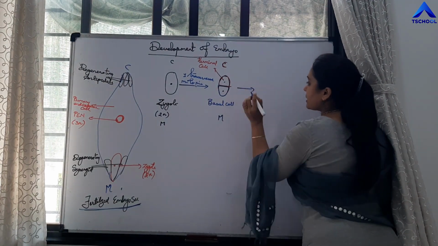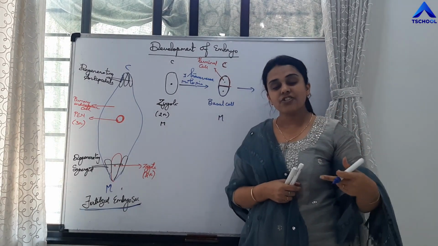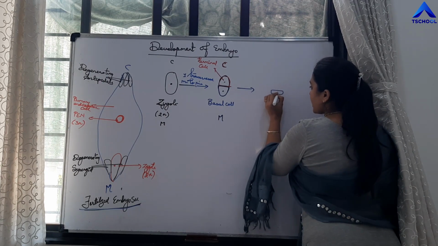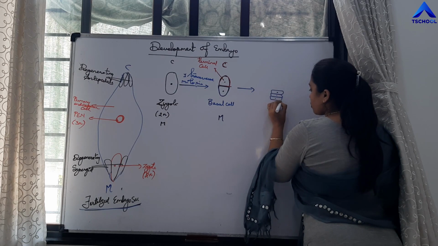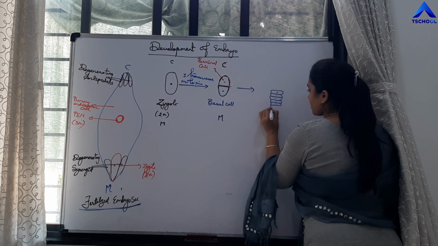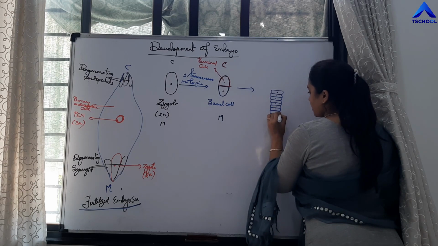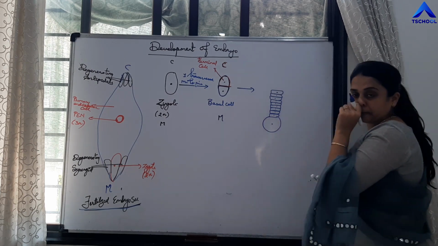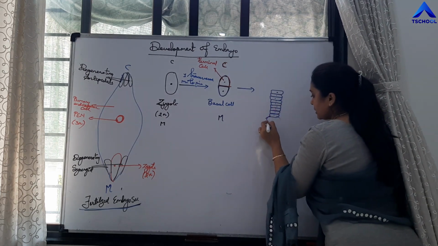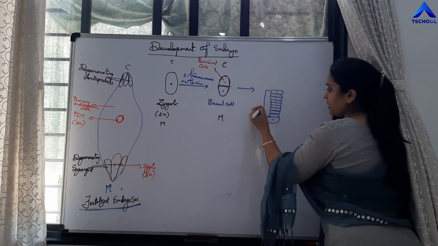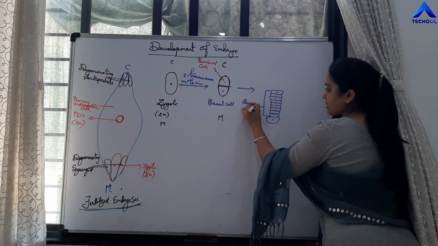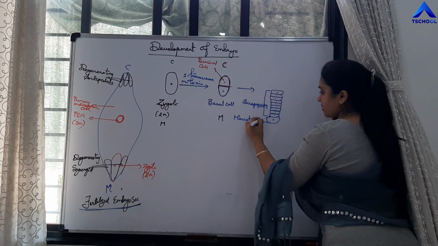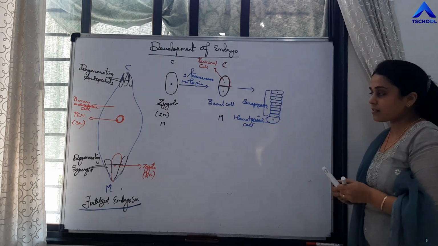Now what happens? This basal cell undergoes transverse mitotic divisions. So this basal cell will undergo transverse mitotic divisions to form a number of cells. And the terminal cell will be a round cell. Let me draw it a little small. So, these cells are called the suspensor and this cell is the haustorial cell. Suspensor and haustorial cell.